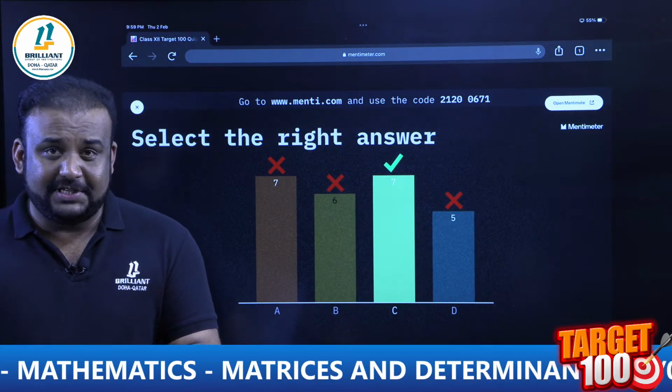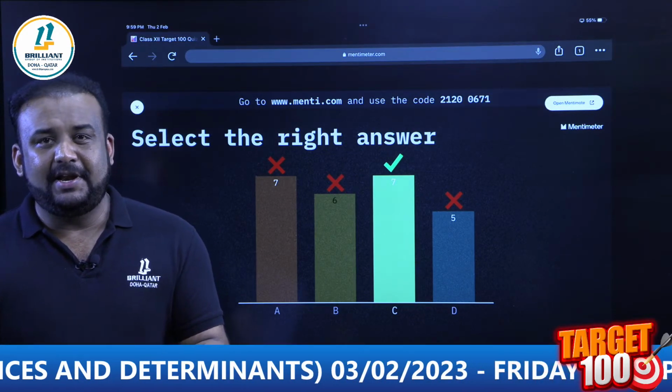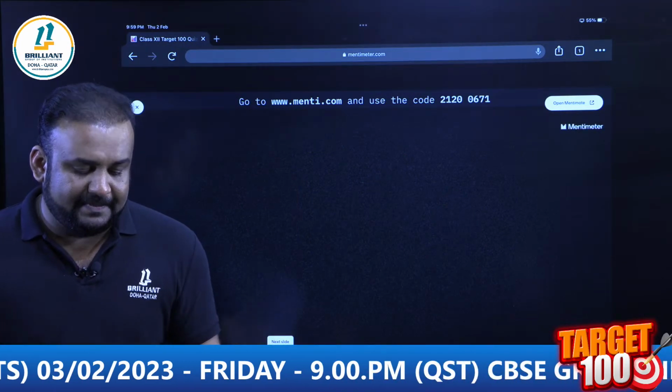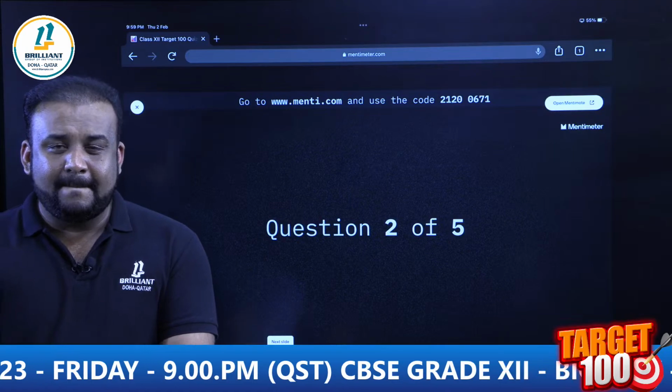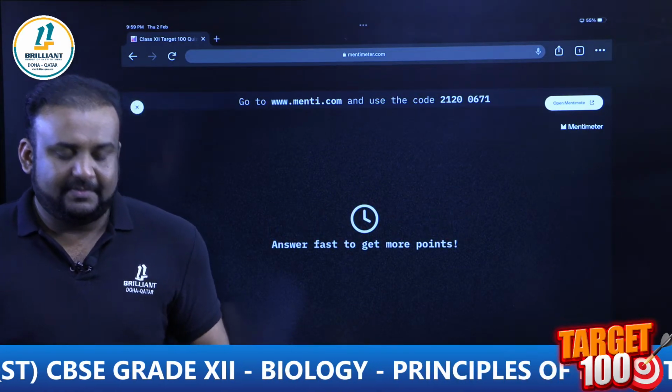The right answer is option C. It should be a mild oxidizing agent, so it should be pyridinium chlorochromate. Right, let's go to the next question. Are you ready? Here comes the second question.